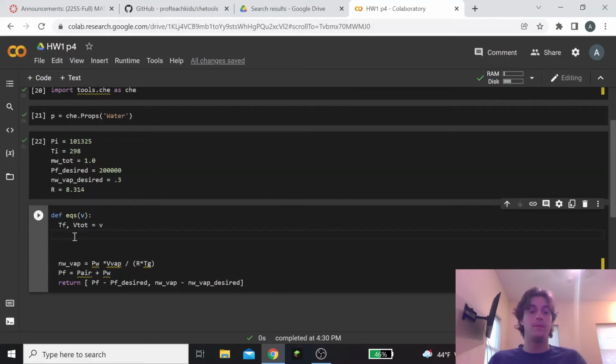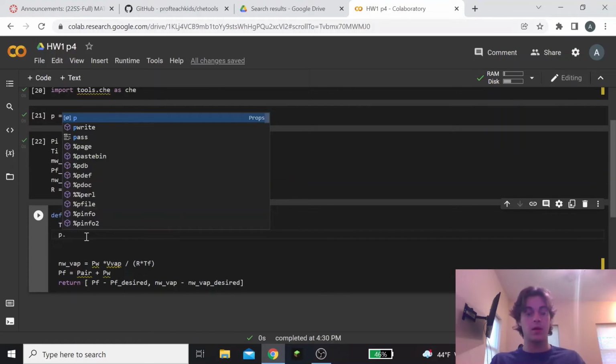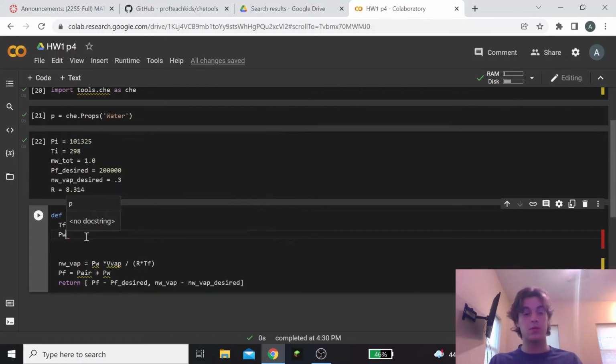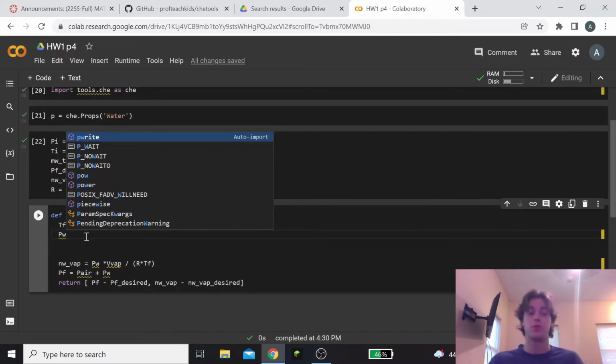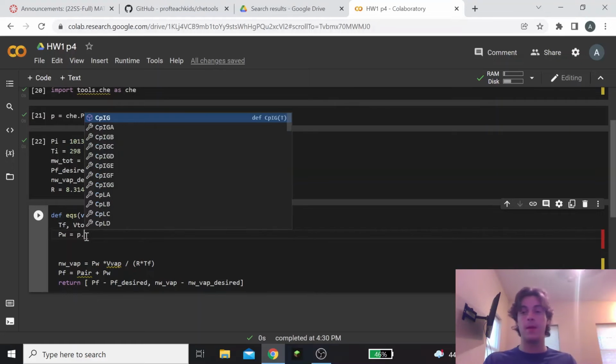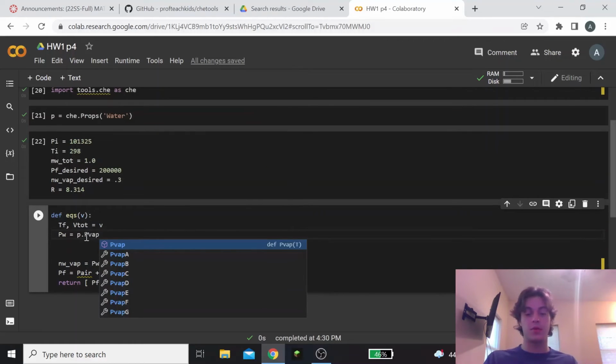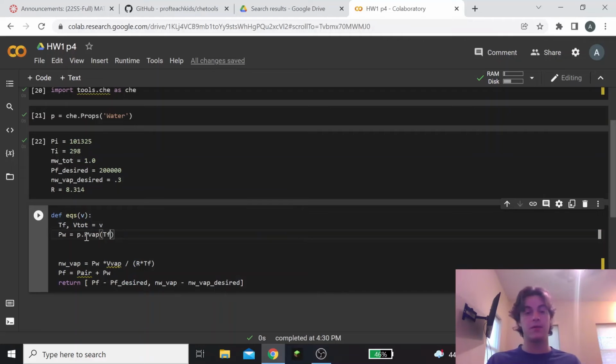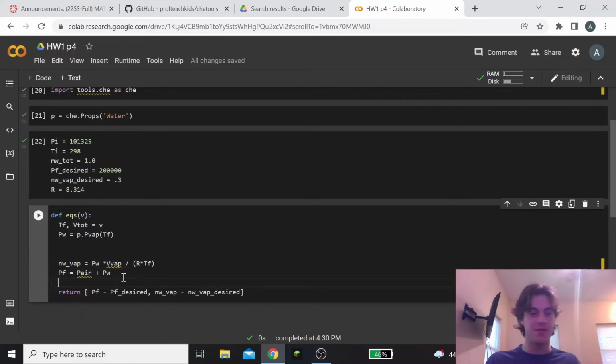So now we have the partial pressure of water in both of those equations. So I'll use the CHE tools to get the partial pressure of water. We'll set our partial pressure of water equal to P dot, the vapor pressure of water at our final temperature, right? And we still have some unknowns. We have a few relationships that we haven't used yet from the whiteboard, so let's keep working through this.